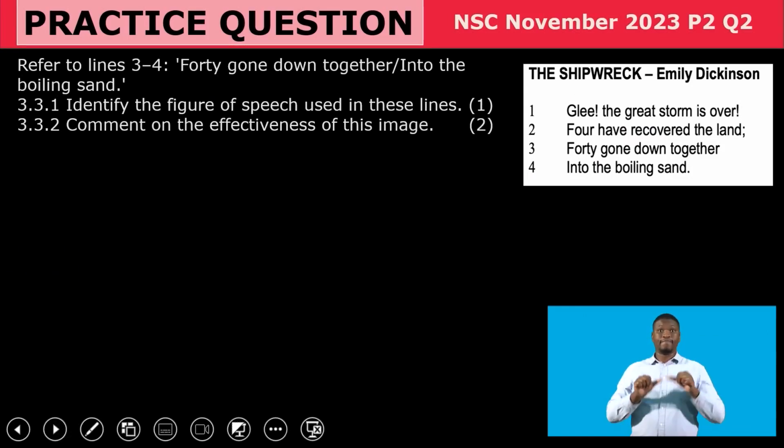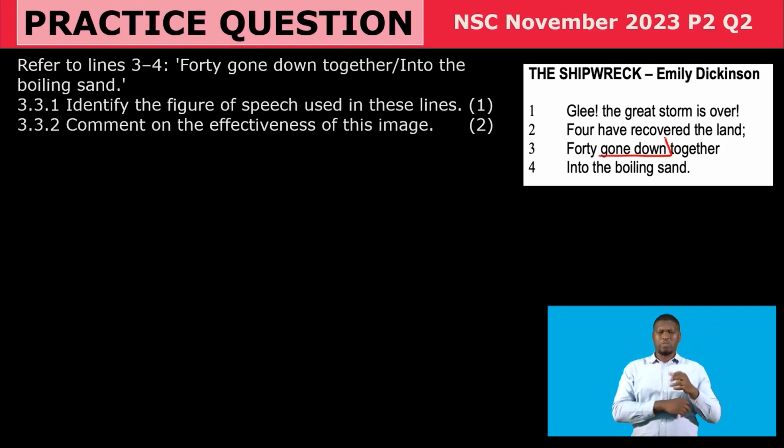Now, let's look at the next question. Refer to lines 3 to 4. "Forty gone down together into the boiling sand." Identify the figure of speech used in these lines. So, forty gone down. If we think about "gone down", what does it imply to us? It is euphemizing the fact that forty people have passed because of the troublesome seas into the boiling sand. Yes, we have a metaphor.